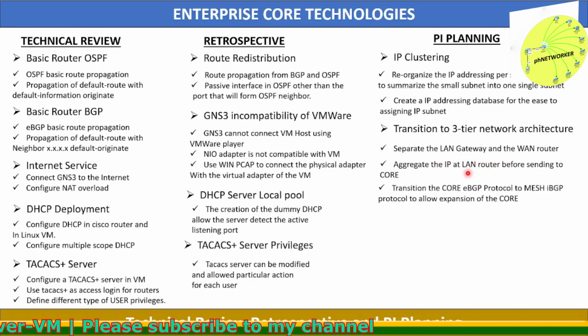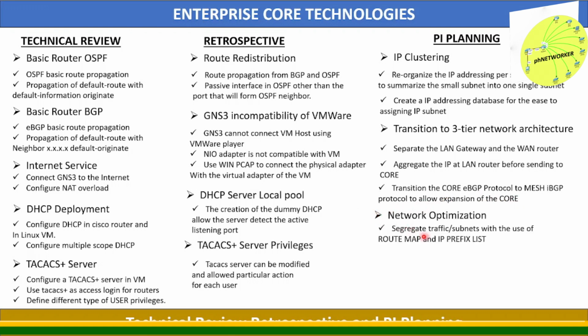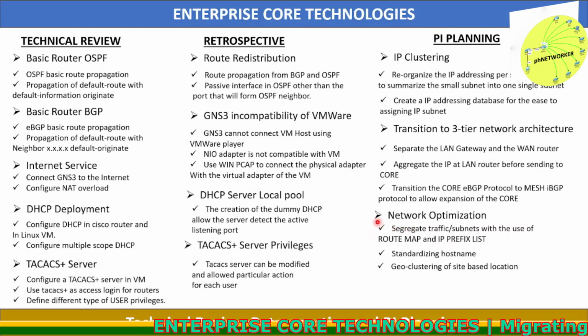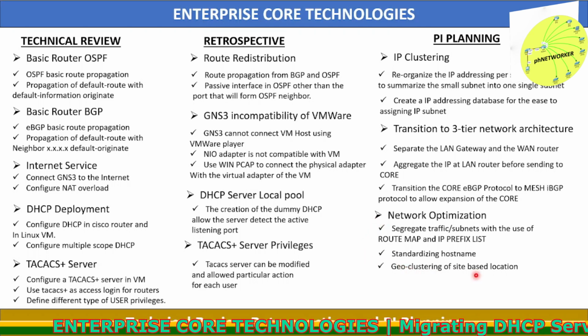And then we will transition the core eBGP to mesh iBGP, but in the upcoming videos it will just be iBGP, which allows the expansion of the core. Then we will optimize the networks. We will segregate traffic subnets with the use of route maps and IP prefix lists. And then we will also standardize the host names and the geo clustering of sites based on location.